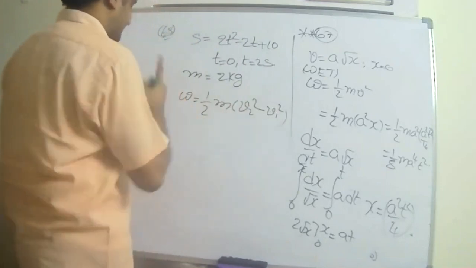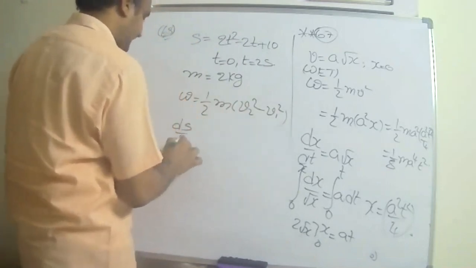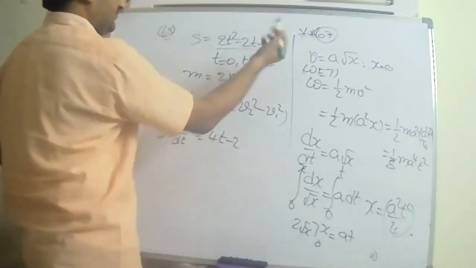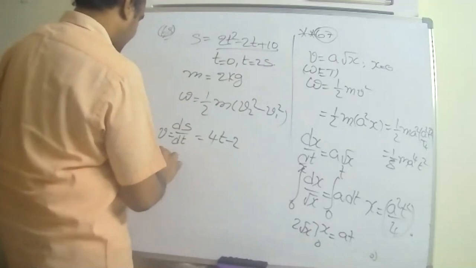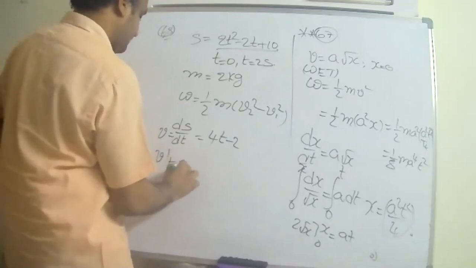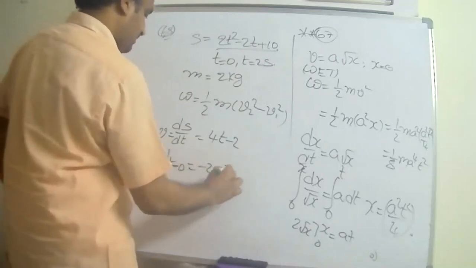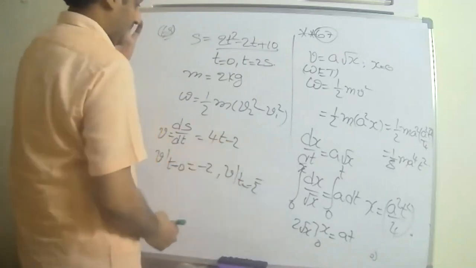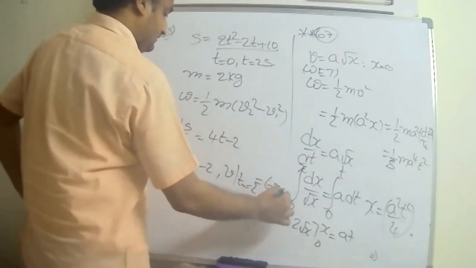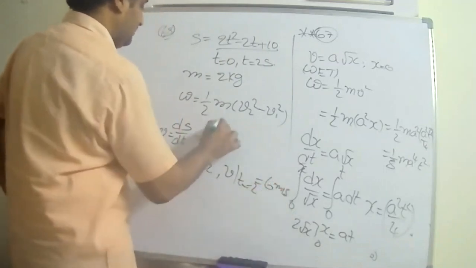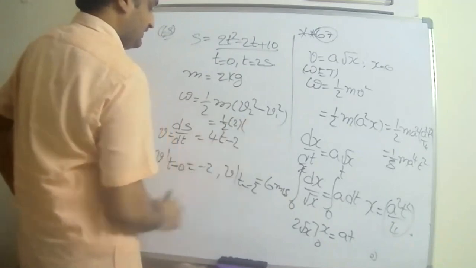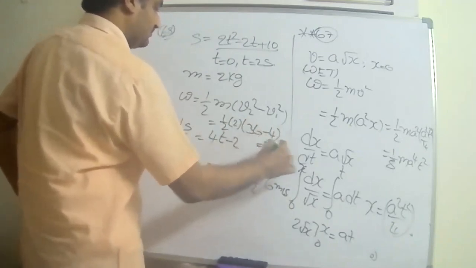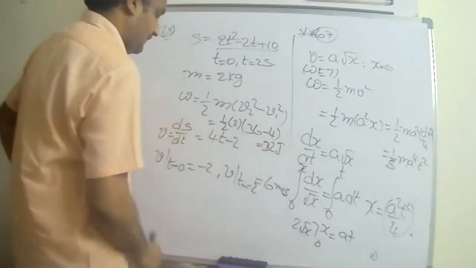So how does v come? s is given. So ds by dt is equal to 4t minus 2. Differentiate it, and see what the initial becomes. v at t is equal to 0 is minus 2. v at t is equal to 2 is 8 minus 2, 6. So change in kinetic energy is 1 by 2 into 2 into (v2 square minus v1 square) is 36 minus 4, that is 32 joules. Okay na?